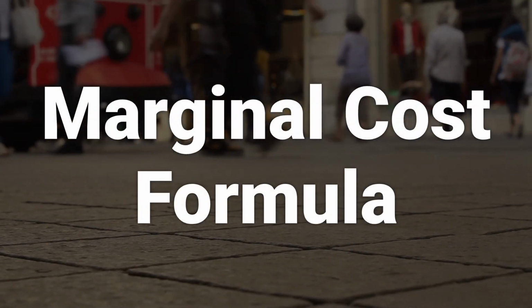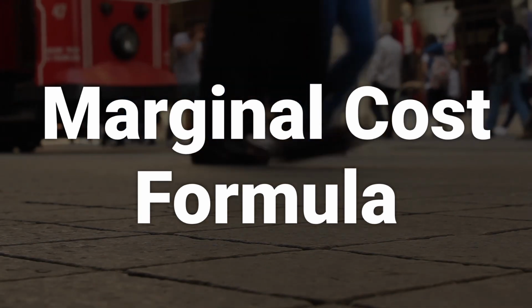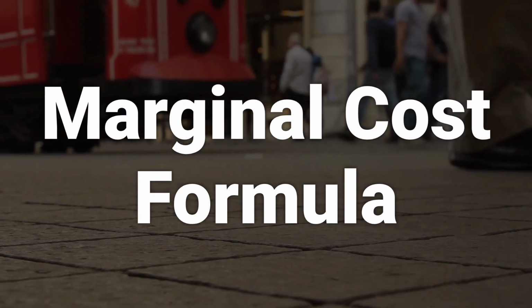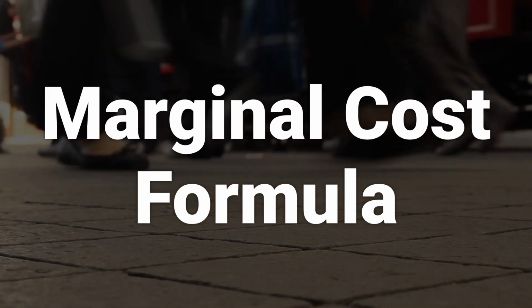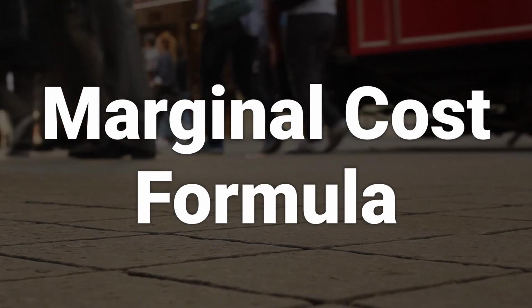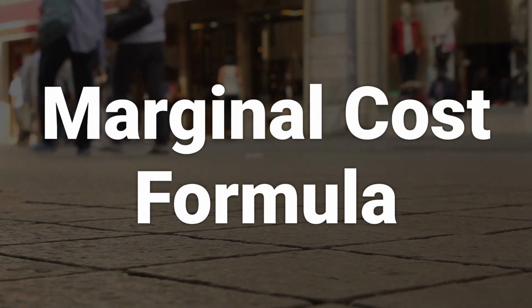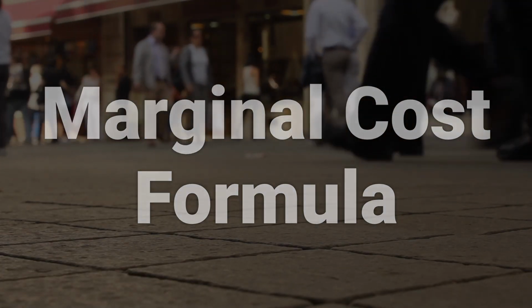Marginal cost is calculated as the total expenses required to manufacture one additional good. Therefore, it can be measured by changes to what expenses are incurred for any given additional unit. The formula is simple: marginal cost equals change in total expenses divided by change in quantity of units produced.